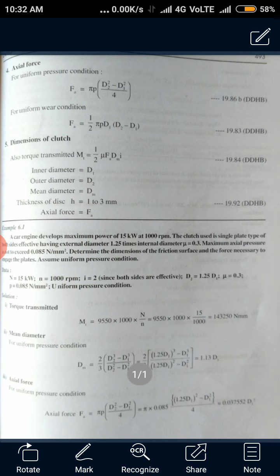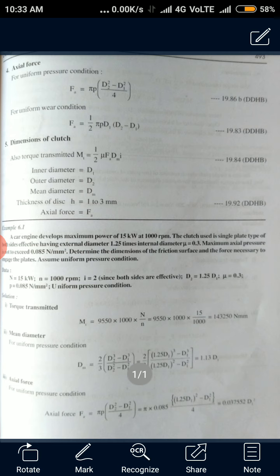Remember, either I can use the uniform wear theory or the uniform pressure theory based on the condition given. If there is no condition given, assume the uniform wear theory and use these equations to calculate the parameters. Okay, we'll take the first problem.